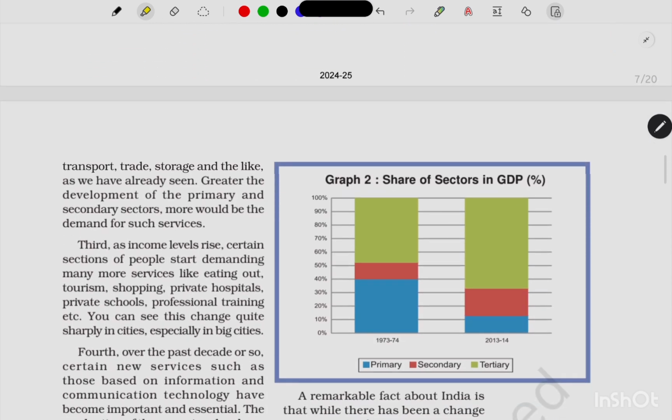Of course, that makes sense because when there is more agriculture and industries, then there would be need for more transport and other services. So, by the increase of the primary and secondary sectors, then obviously the tertiary would flourish.